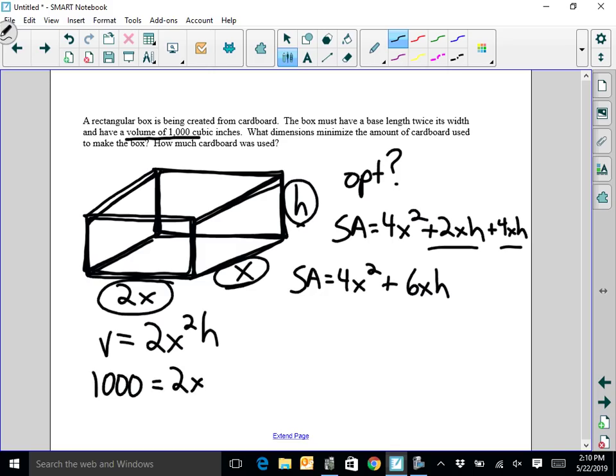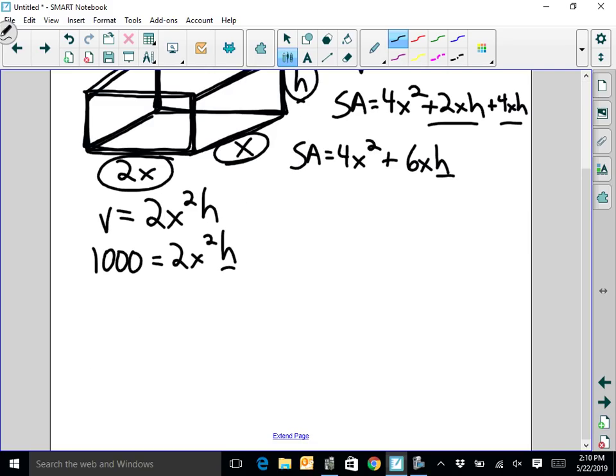What I want to do now, since I want to get rid of h here, I'm going to solve for h. To get h alone, I'm going to divide both sides by 2x squared. When I do this, I get h equals 500 over x squared. I'm going to box this because eventually I'm going to need to figure out the height, and I can do that then.